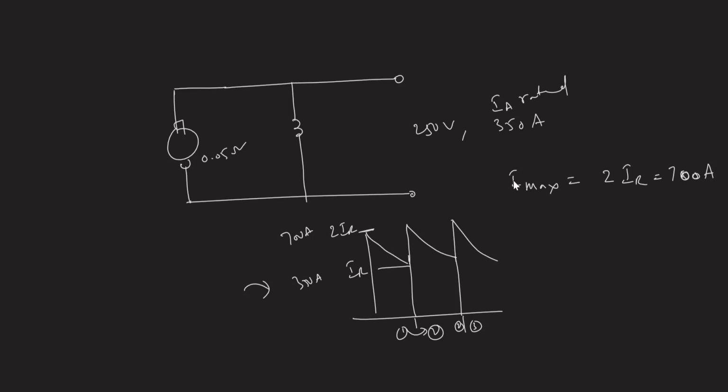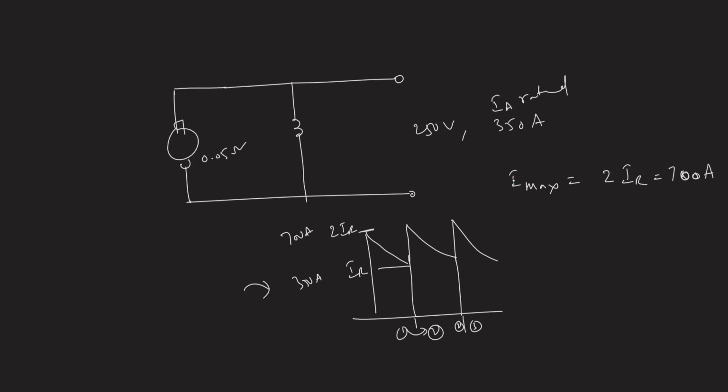So what is actually wanted to calculate? How many stages of starter resistance will be required to limit the current to this specified range? How many stages means sections. How many sections are required to limit the starting current between these two levels?